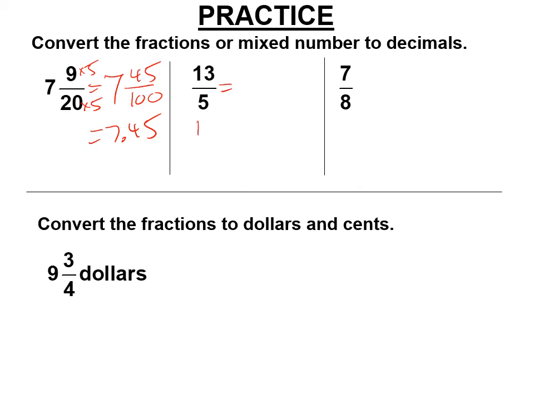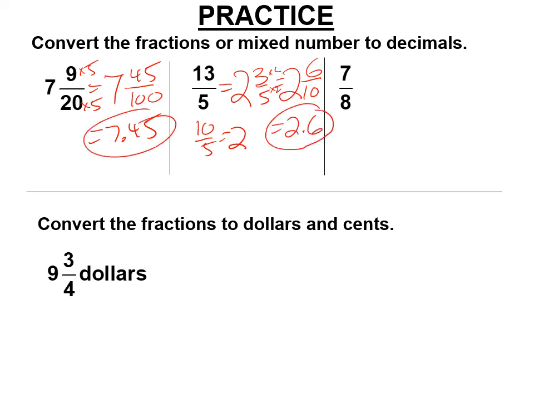All right, once again, 10/5 is 2. So 13/5 is 2 and 3/5, which is 2 and 6/10, which is 2.6. 7/8, there are 8ths. That makes not 10 or 100, but 1,000. What do you multiply by? 125. 8 times 125 is 1,000. So what's 125 times 7? 5 times 7 is 35. 7 times 2 is 14, plus 3 is 17. And then it's 875 thousandths, which is 0.875.